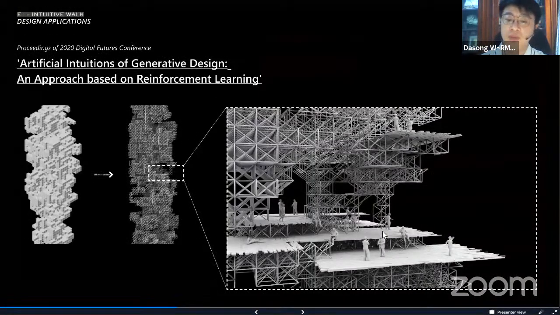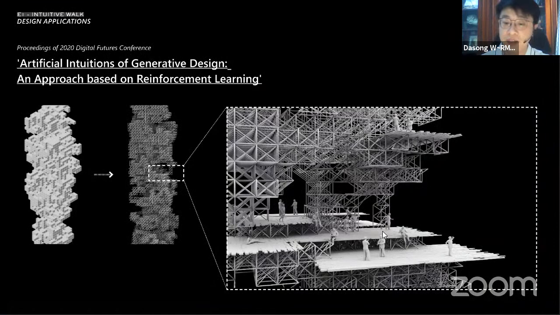The generated samples have been selected and further designed through a series of algorithmic processes as an explanation of how they accommodate space and activities as a piece of architecture. The Intuitive Walk design experiment has been published in the proceedings of the 2020 Digital Futures Conference.